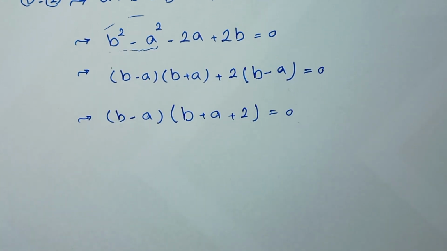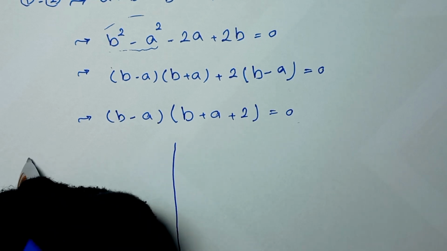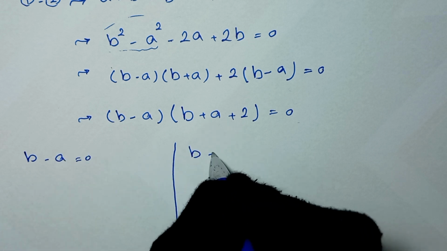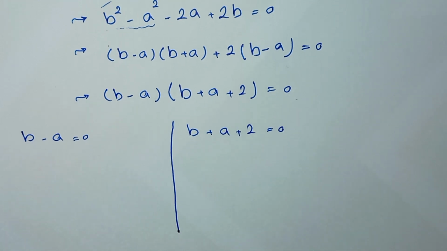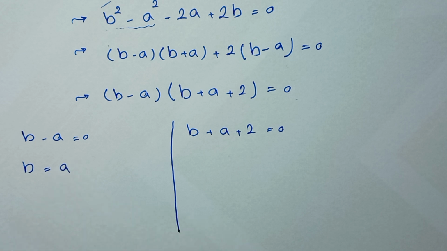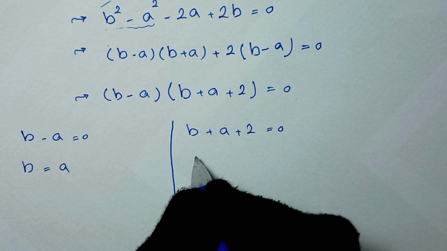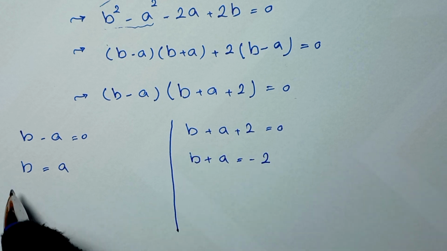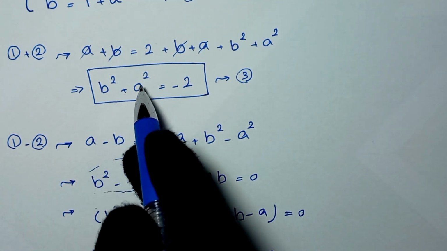So in here we have two solutions. b minus a is equal to 0, or b plus a plus 2 is equal to 0. In here we take this b to this side, and b is equal to a, right? And for this part, we take this 2 to this side, and it will be b plus a is equal to negative 2. In here, from equation number 3, we have b square plus a square is negative 2.